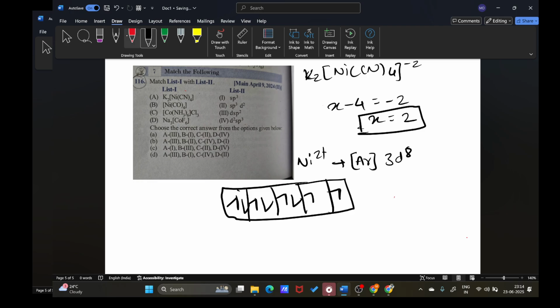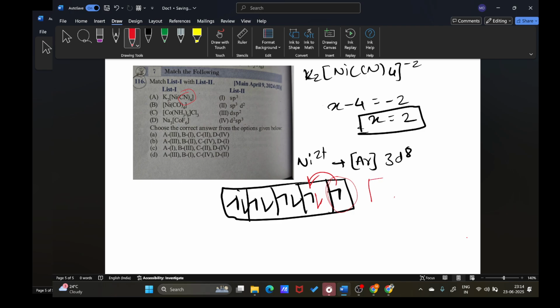The noteworthy thing here is that the ligand is CN. CN is a strong field ligand. So what will this cause? It will cause pairing. A strong field ligand causes pairing because it is strong. It forces the electron to move from this orbital to this orbital, so it will be here, and this orbital will be free.